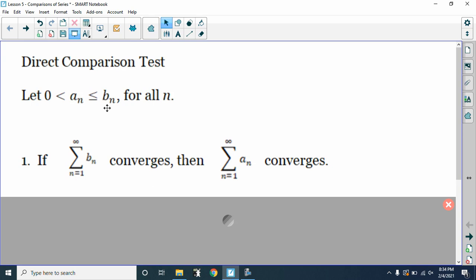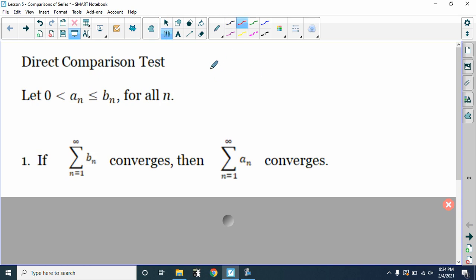And then we can say if the sum of sequence B converges, then the sum of sequence A also has to converge. Basically, if the bigger sequence, if I add up all the terms of the bigger sequence, if that converges, then something that is smaller than that also needs to converge.